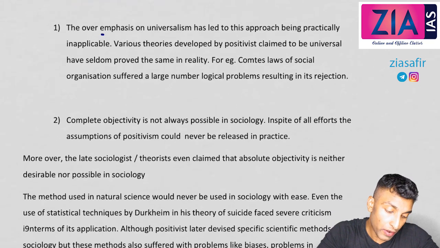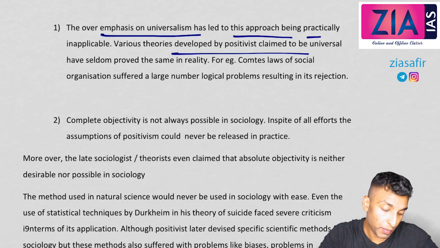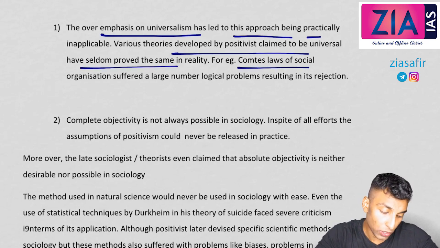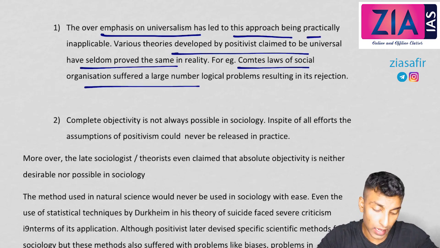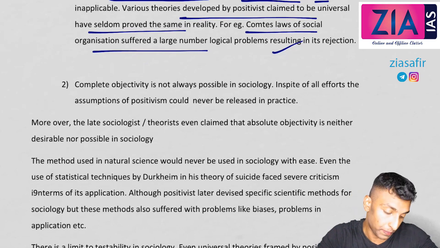Then, the overemphasis on universalism has led this approach to being practically inapplicable. Various theories developed by the positivists claim to be universal but have seldom proved so in reality. For example, Comte's laws of social organization suffered a large number of logical problems and it resulted in their rejection.